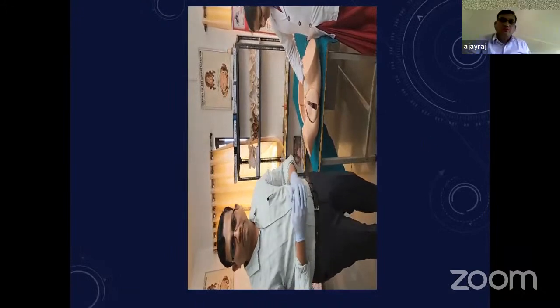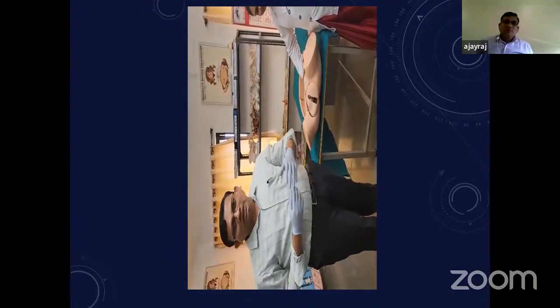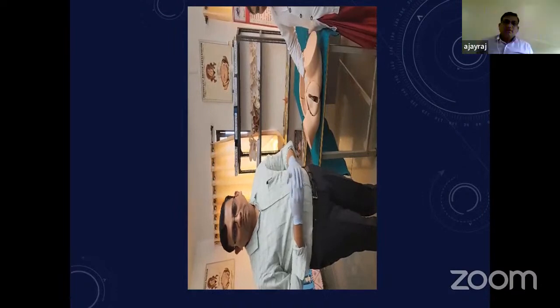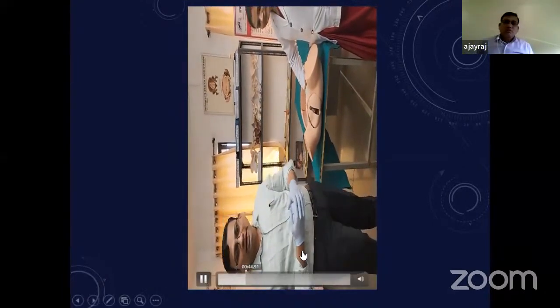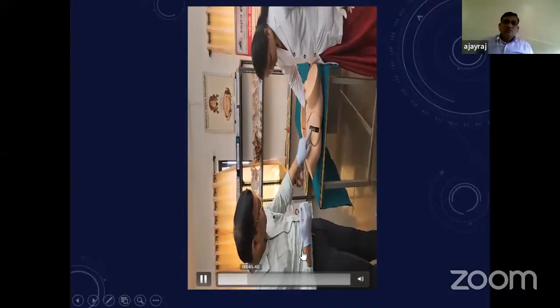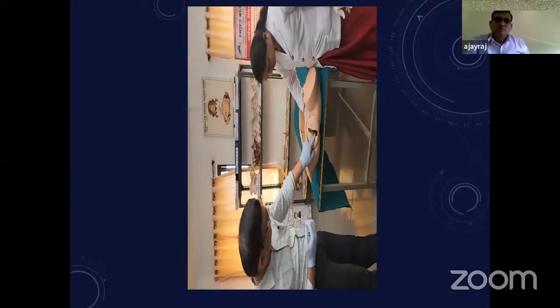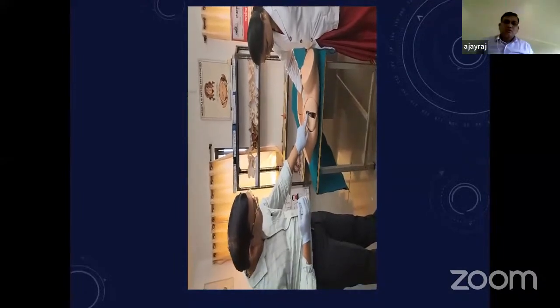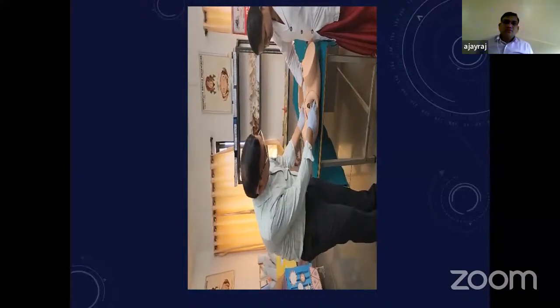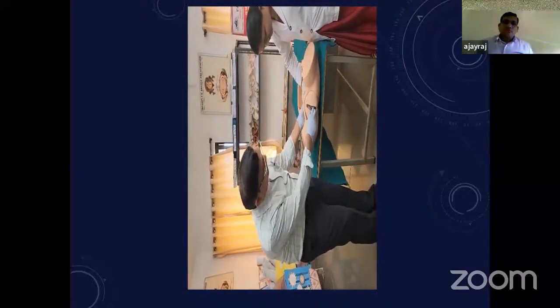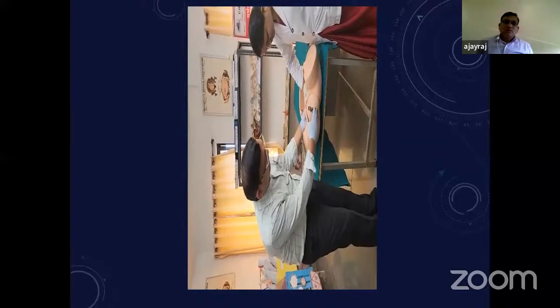So here I'm explaining the mnemonics again. A, B, C, D, E, F, G, H, I, J, that is the mnemonics. The scalp is visible and occipital anterior position is there. The rotation should not exceed beyond 45 degrees on the right or the left.